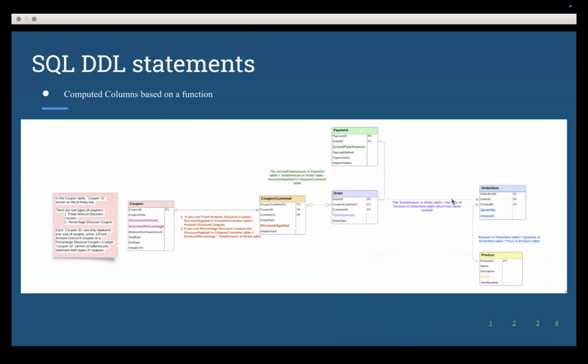As you can see, the total amount equals the sum of the amounts in the order item table which have the same order ID. And in the payment table, the actual paid amount equals the total amount in the order table minus the discount applied in the coupon table, and the discount applied is calculated dynamically based on the predefined rules.